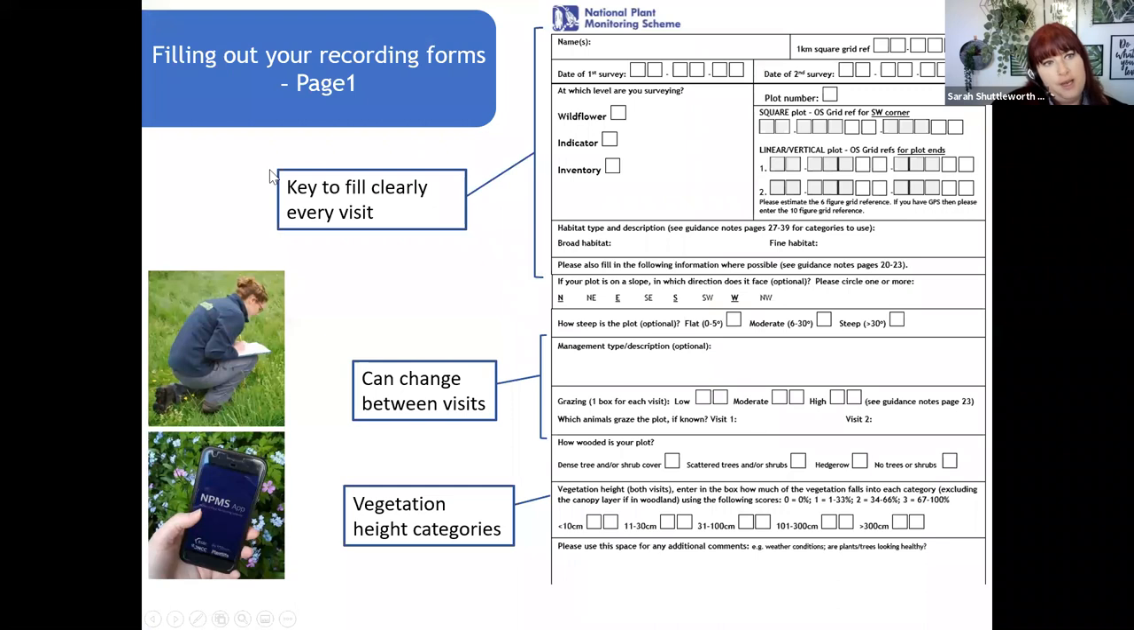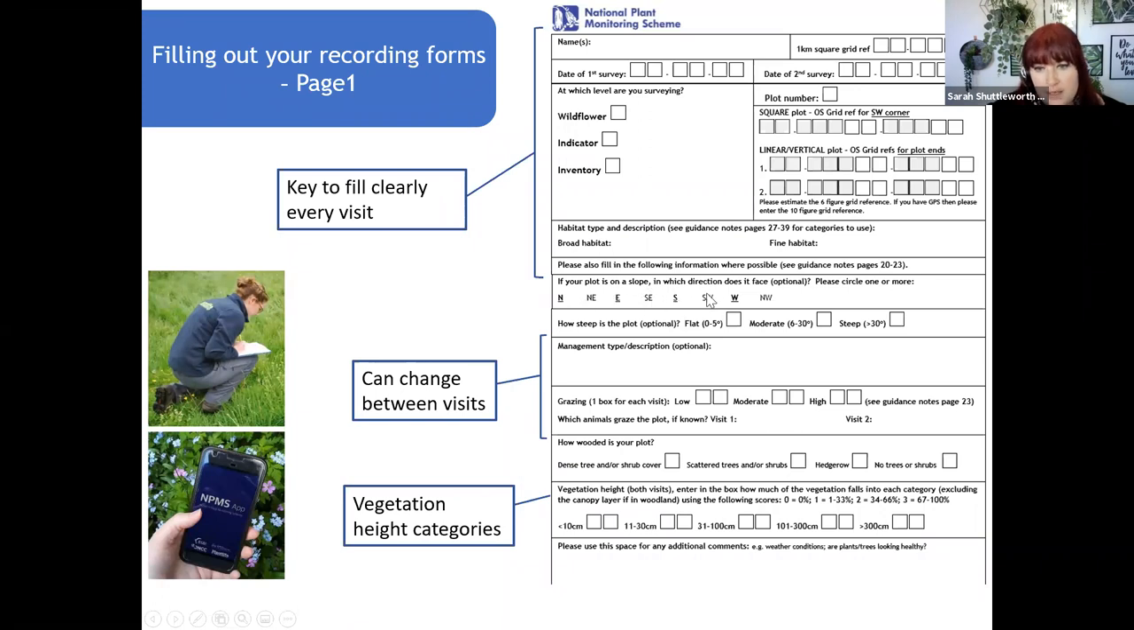So this is just to go a little bit into detail about the survey forms themselves. Whatever level you're recording at, all the survey forms will look the same. But it's really, really important that you make sure that you tick which level you are surveying at, whether it's wildflower, indicator or inventory. Obviously, you've got simple things like we need the grid references of the plots, the plot number, and the date. Obviously, it's very important when you're recording. We've also got there which broad habitat and then which fine habitat you've got.